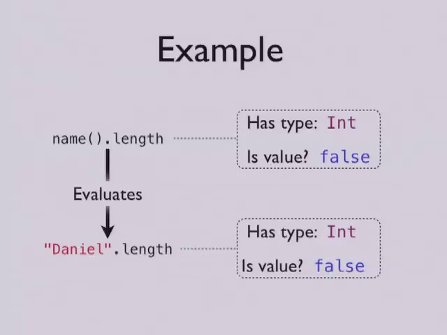It still has type int, so preservation is working, but it's still not yet a value. So we'd have to evaluate this again. And eventually, we would get down to int literal 6, right? Because that's the number of characters in my first name. But the type would still be int. Okay? The type is not going to change as we progress down this evaluation chain. So that's progress and preservation in action. These are the fundamental principles which underlie type theory.